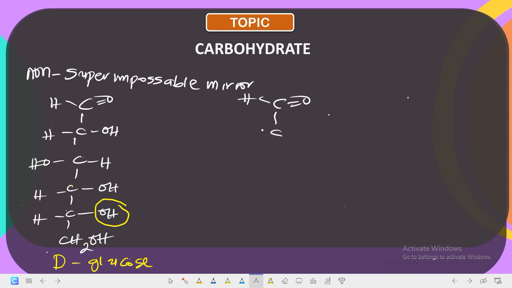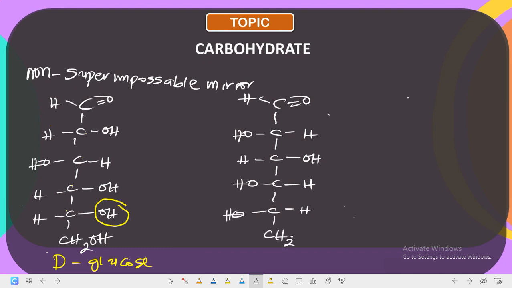So this one now will become what? This OH will come here. So you have OH here, you have H here. Then you have C. This OH will come here, you have H here. Is that understood? Now this other one, you now have this OH facing here. That's why we call them mirror images. This other OH will be facing here, and then at the end of the day you have C2OH. So this is L-glucose, the structure of L-glucose. So that is all about enantiomers.